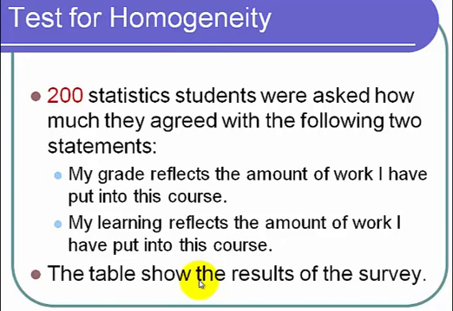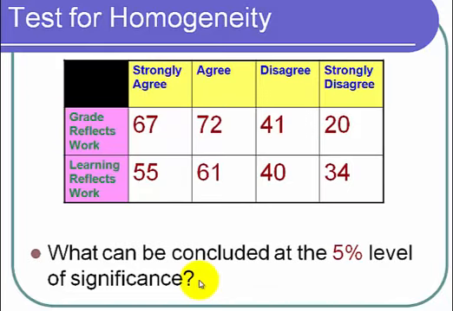So the table below, which I'll show you in a minute, shows the results. This particular study was done, at least fictitiously, with what's called a 4-point Likert scale: strongly agree, agree, disagree, or strongly disagree.